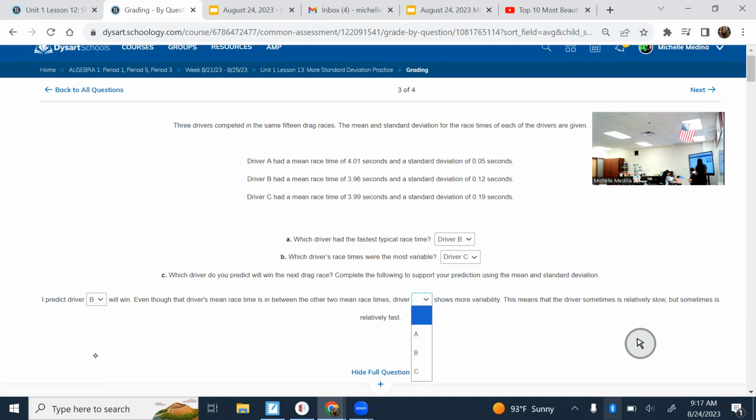Driver B, or sorry, who shows more variability? C. So even though B is between the other two race times, C shows more variability. That means the driver is relatively slow, but sometimes relatively fast. Okay? So even though his mean is like.